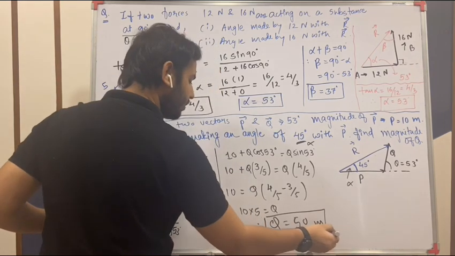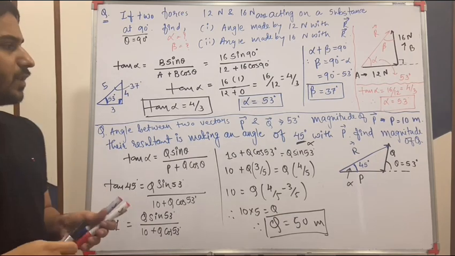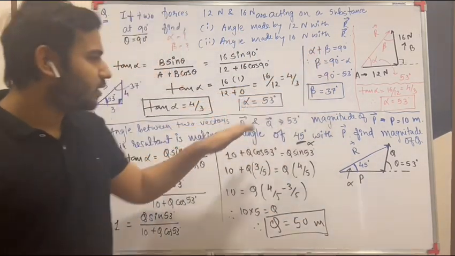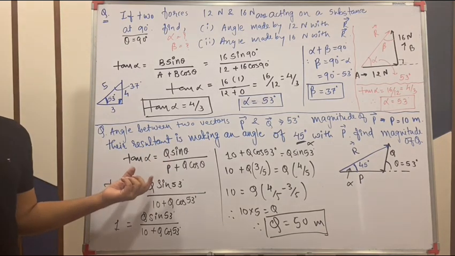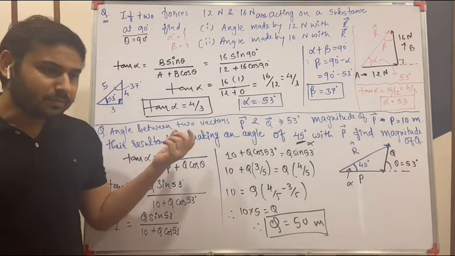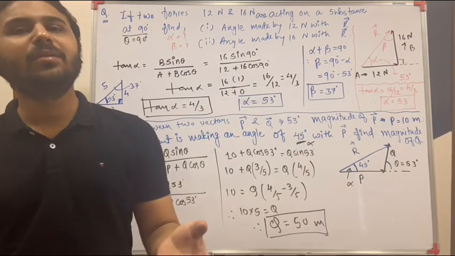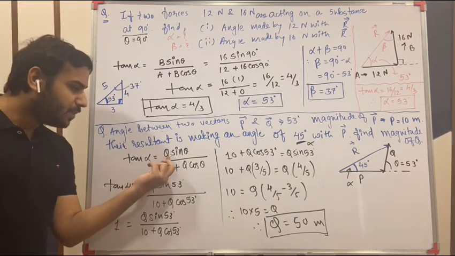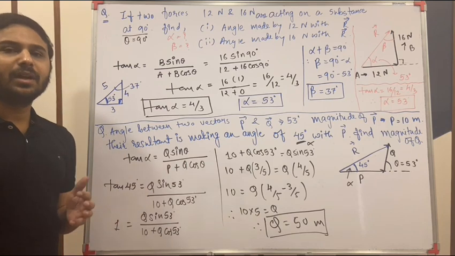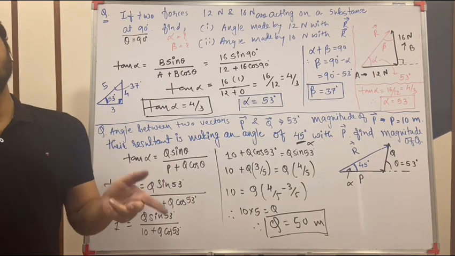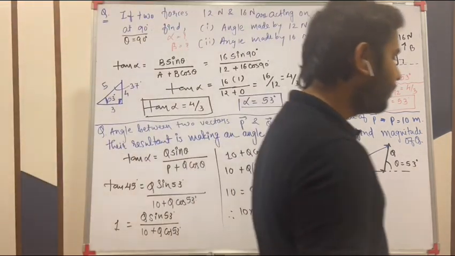Okay, this will be your answer. Q is equal to what? 50 meter. Both questions we have solved with the use of the formula of tan alpha. Alpha is the angle of A, or you can say P, with the resultant vector, and then beta. You can find beta also. Tan beta will be P sin theta upon Q plus P cos theta. When you write the formula for beta, just replace P by Q, Q by P. All other things will remain the same. Okay, fine. Write down this.